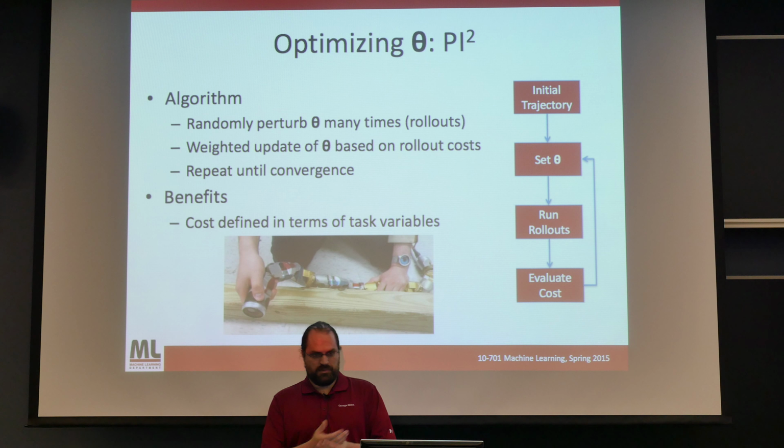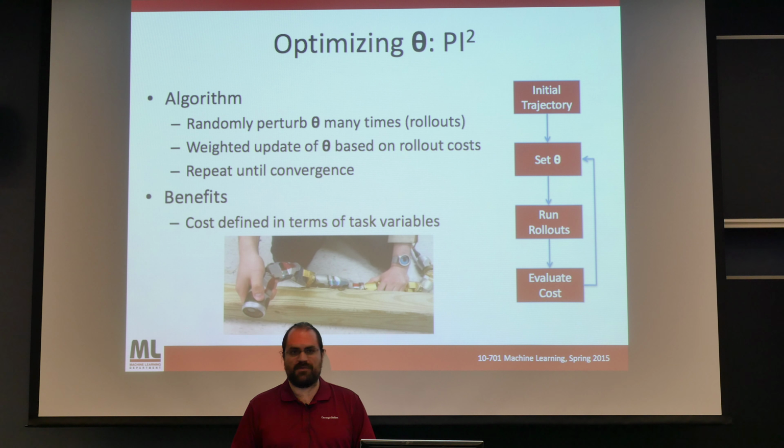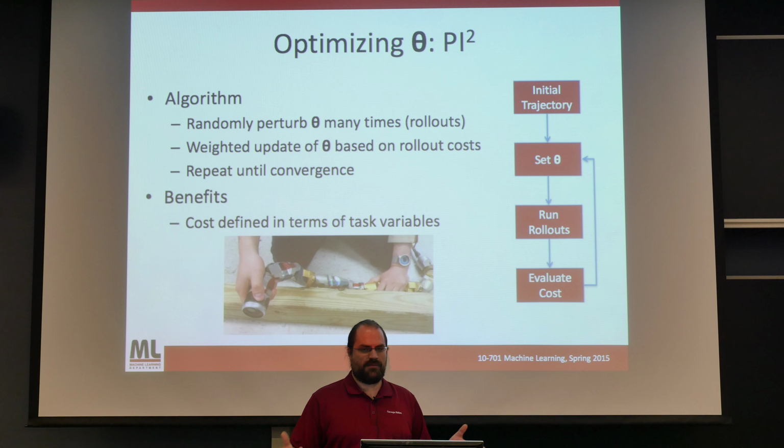One of the benefits of this approach is that we can actually define the cost function in terms of task variables. So a task variable for us is something like the position of the snake robot relative to the beam. We don't have a direct mapping from theta to our task variables, and so we're not able to analytically compute any sort of gradient. We need some sort of gradient estimate, and this is what pi squared is providing for us. One of the downsides to doing this is that we no longer have something that's guaranteed to be convex. We have no idea what the mapping between theta and these task variables is. We can't use any of the convex guarantees.